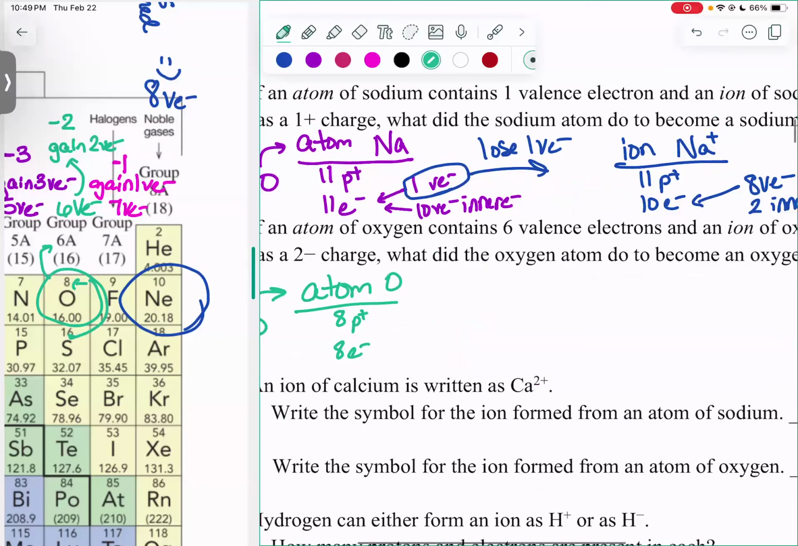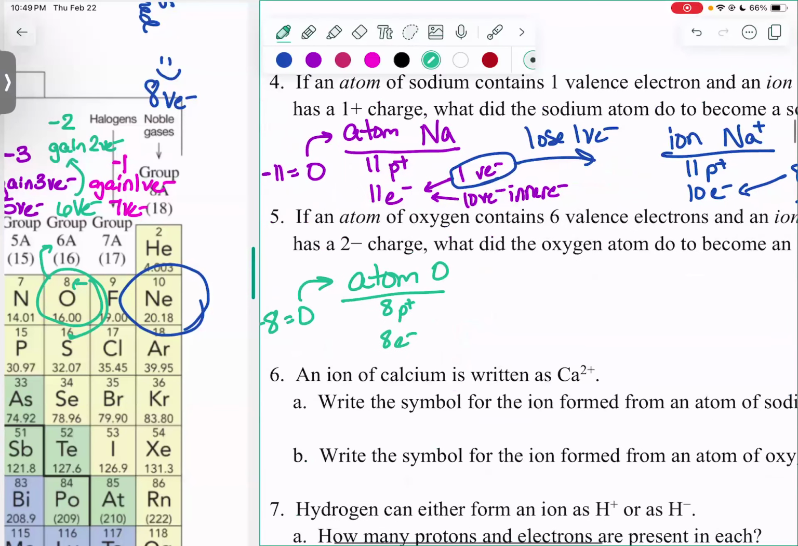That is correct. Okay. So of these 8 electrons, how many are valence? 6 of them are valence electrons, and only 2 of them are inner electrons. So 6 plus 2 gives me the 8. All right. So what is this oxygen atom going to do? 6 valence electrons is not good. It wants 8. So now, instead of losing, we're going to gain. And how many do we need to gain to get 8? 6 plus 2 is 8. So we're going to gain 2 valence electrons.